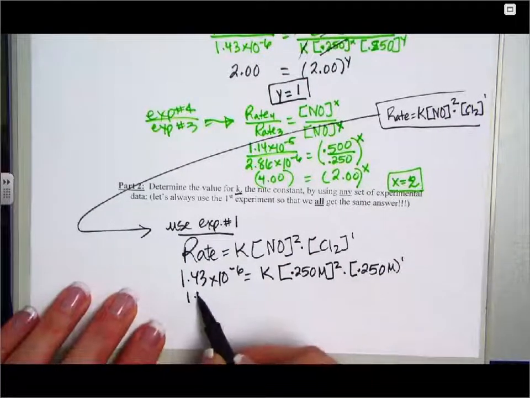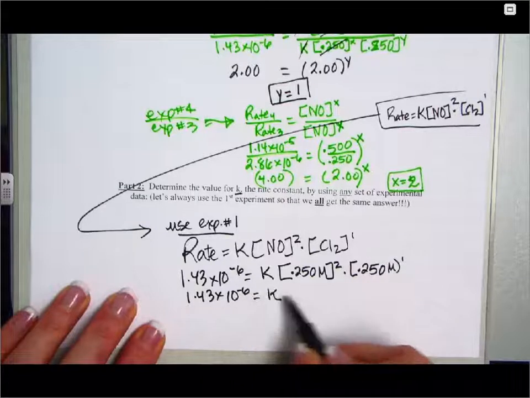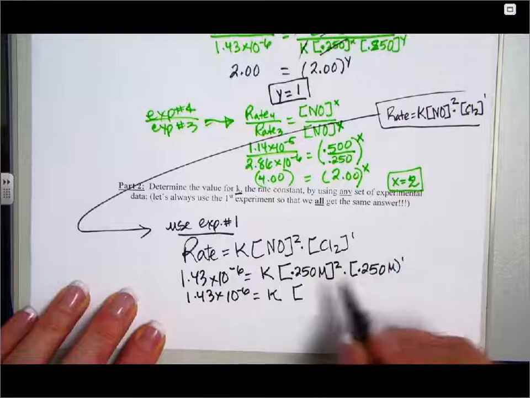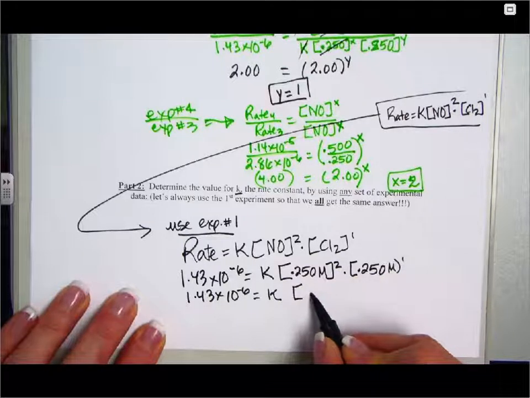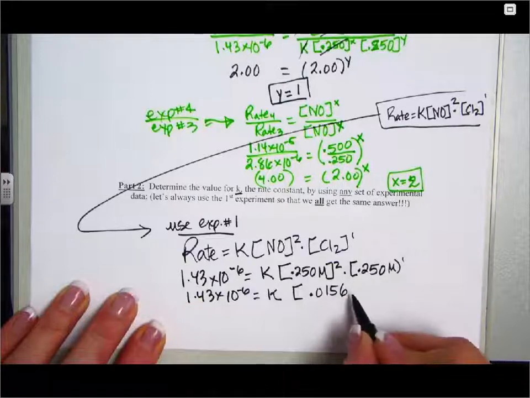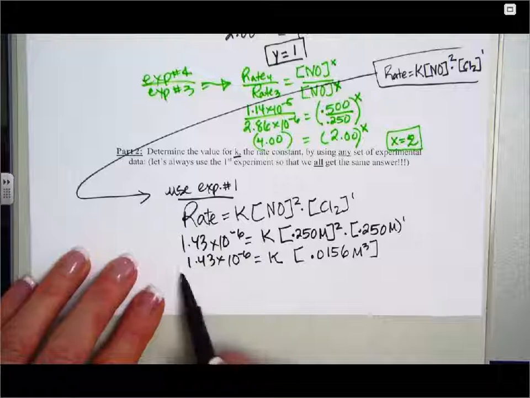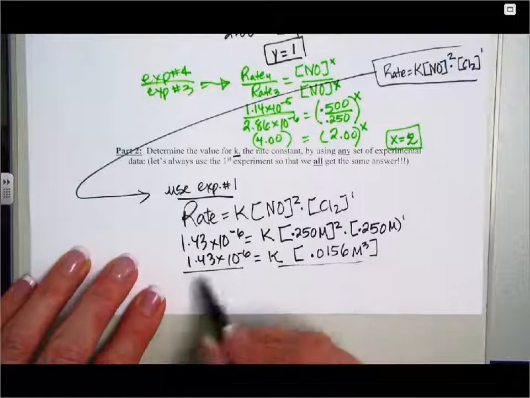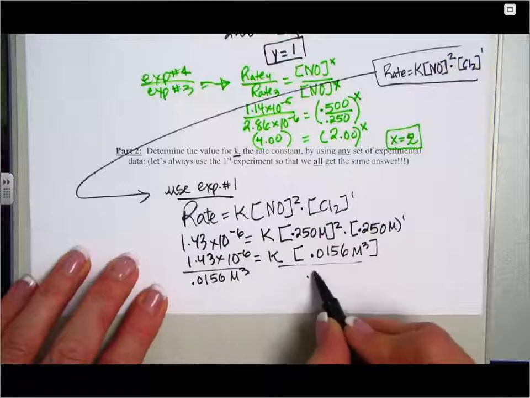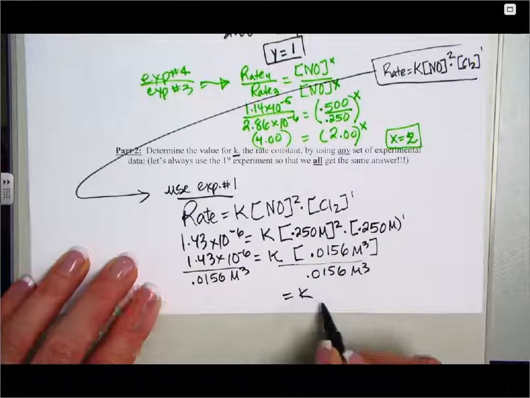So that's going to give you 1.43 times 10 to the negative 6 equals K. Now you're going to square this and raise that to the first and then multiply them, and that's going to give you 0.0156, and that's molarity cubed for the unit. Now you're going to divide by 0.0156 molarity cubed, and that's going to solve for K.